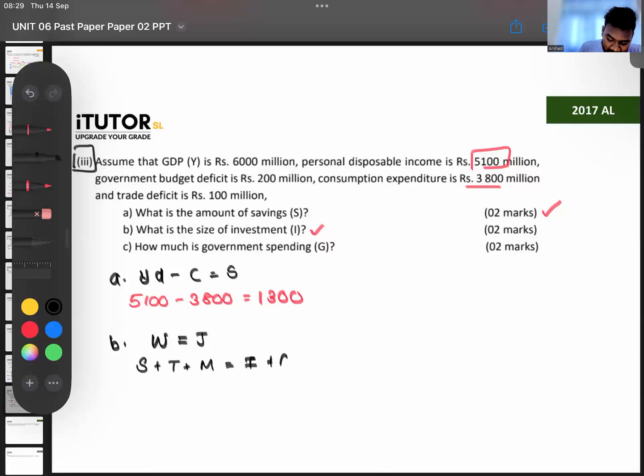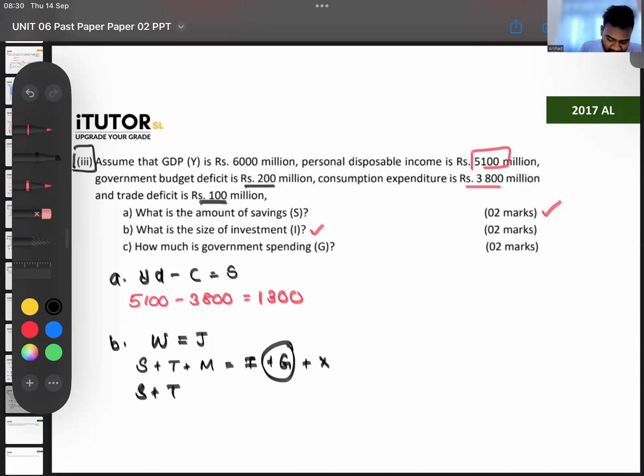Investment, government spending, and exports. Now, since they have given me the budget deficit, I'll move the government spending to this side. Look at how I make this up. I'll make a small change. Here, savings plus taxes, this plus G, I'll move it to this side. And they have given me the trade deficit also, so this one also I'll move to this side.